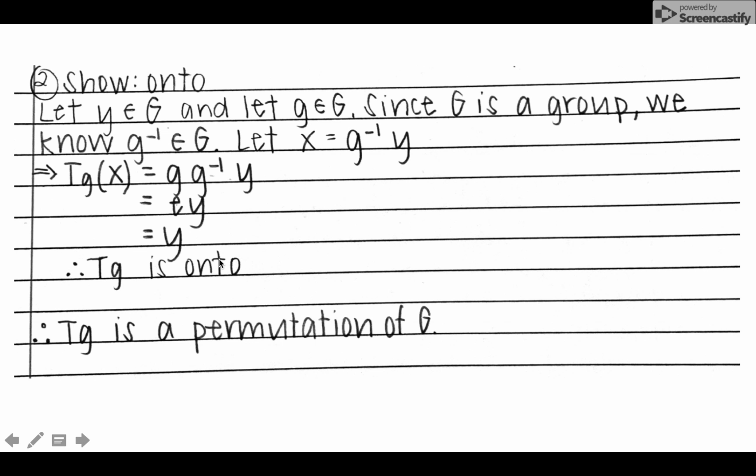And since it's 1-to-1 and onto, we know that T_g is a permutation of the group G. And that's number 1, part A.